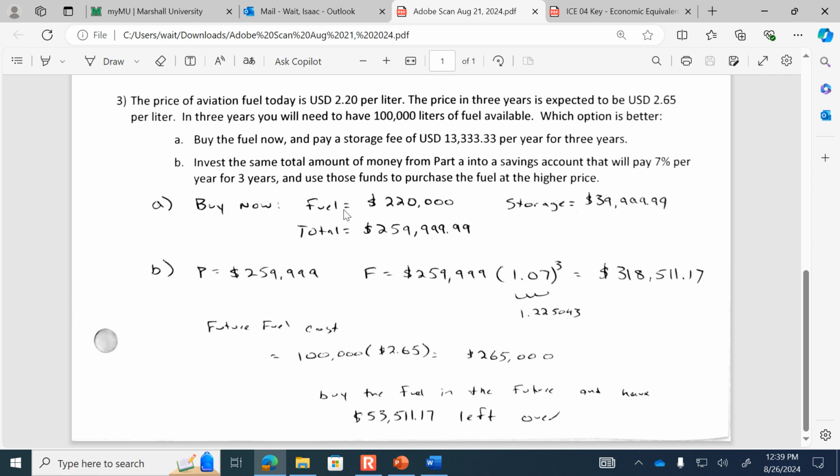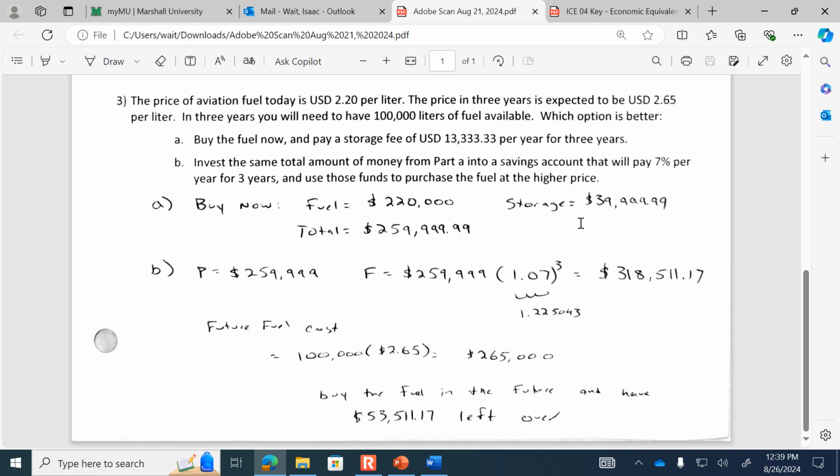I said, if I buy the fuel now and then I pay $13,333.33 a year to store it, then the money that I need to have available for that is about $260,000. Now, there's a little bit of an asterisk there, because this storage fee, the question is, do I have to pay the storage fee now at the present, or can I pay the storage fee each year that the fuel is being stored? Because if I could pay it each year that the fuel is being stored, then maybe I could invest some of the money to have a certain amount of funds available for the storage fee. So that complicates things a little bit.